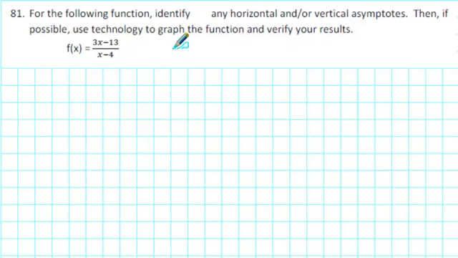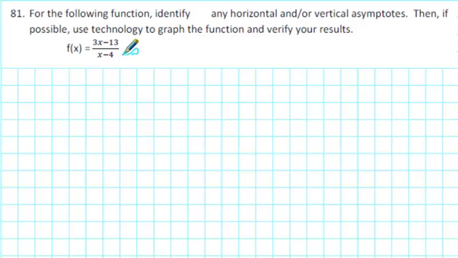For the following function, identify any horizontal and/or vertical asymptotes. Then, if possible, use technology to graph the function and verify your results. Notice first of all that our function is a rational function. f(x) is equal to the polynomial 3x minus 13 divided by the polynomial x minus 4.